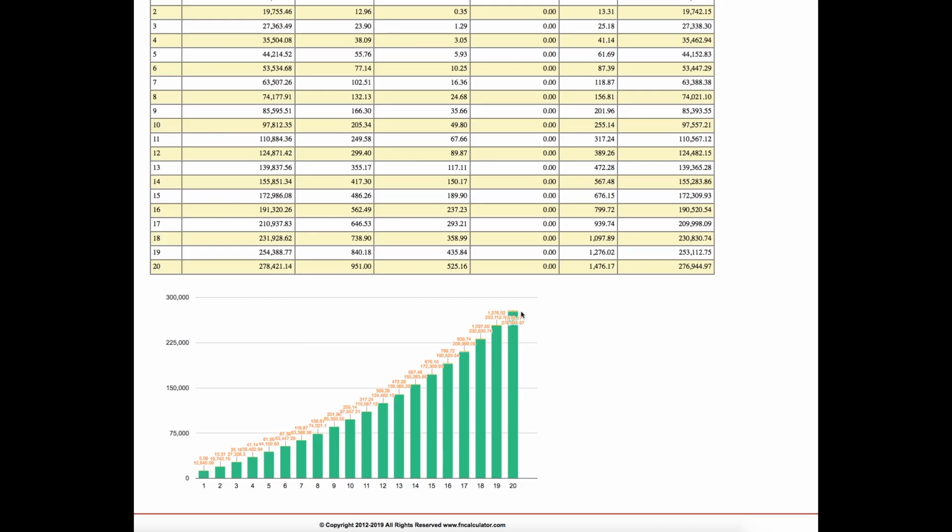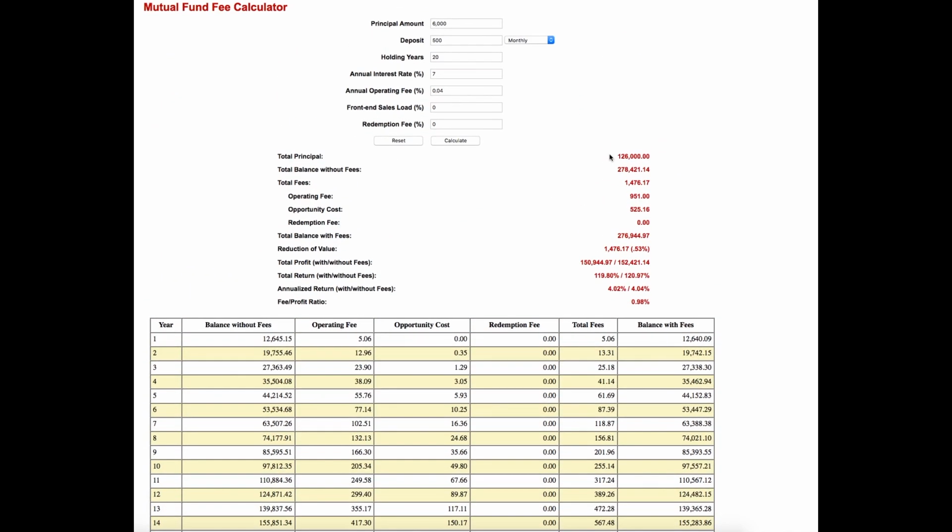So at the end of the year, we can see he's got, after 20 years, he's got $276,944.97, and he's paid a total of $1,476.17 in fees. Pretty good.